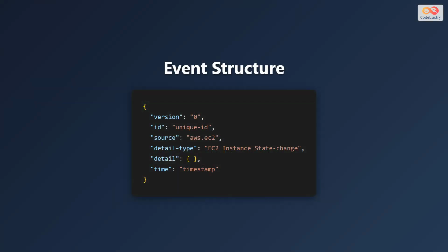Events in EventBridge are structured as JSON objects with a standardized format. Every event contains several key fields. The version field indicates the event format version. The ID field provides a unique identifier for each event. The source field tells you where the event originated from, such as aws.ec2. The detail-type field describes what kind of event occurred, like an EC2 instance state change notification. The detail field contains the actual event-specific data. And finally, the time field records when the event was generated.